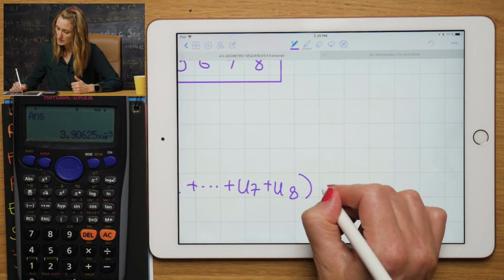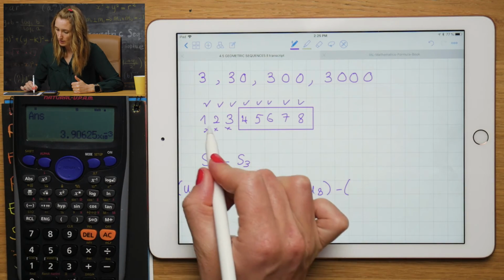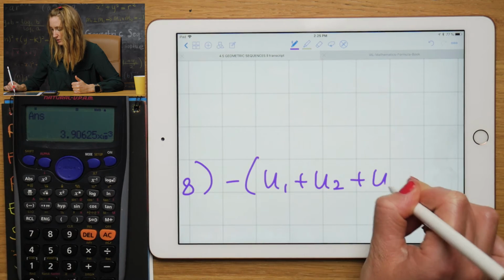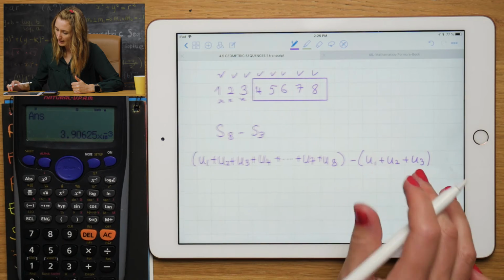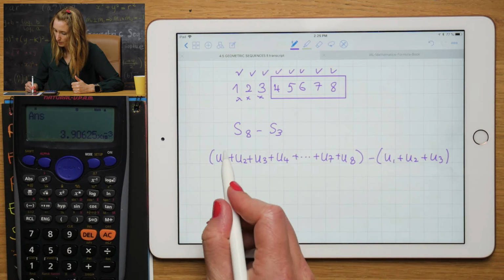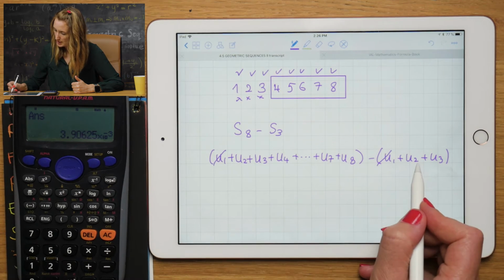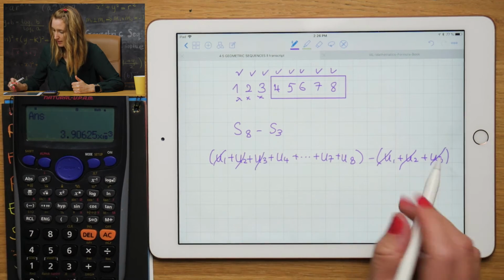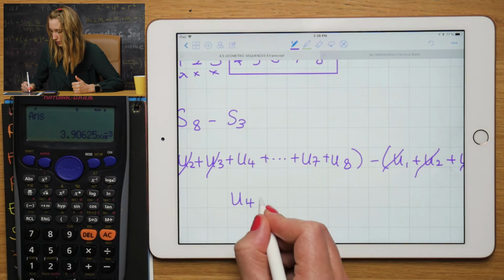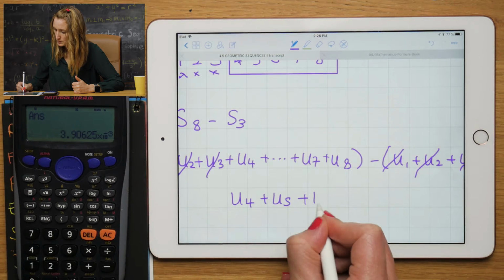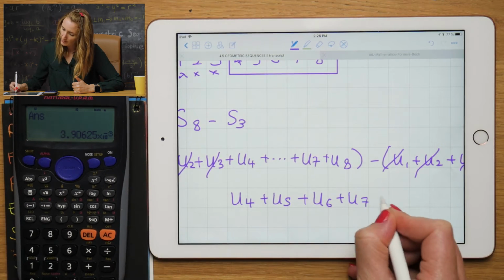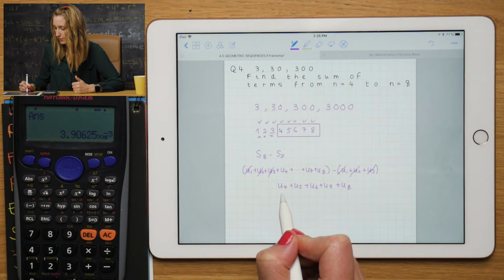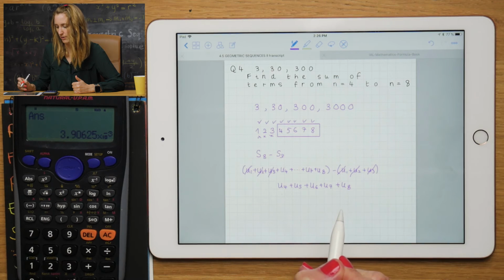Then we want to subtract S3, because we want to subtract the first term added with the second term added with the third term. Because what will that give us left? U1 take away U1, that will be gone. U2 take away U2, and U3 take away U3. That will leave us with U4 plus U5 plus U6 plus U7 plus U8, or the terms from the 4th term up to the 8th term.